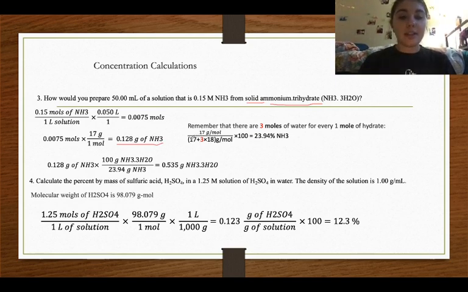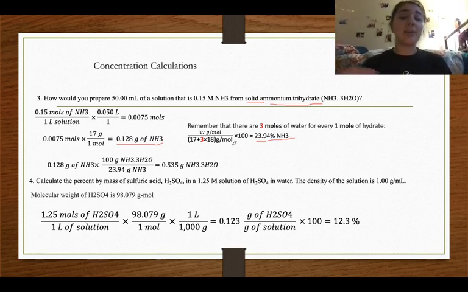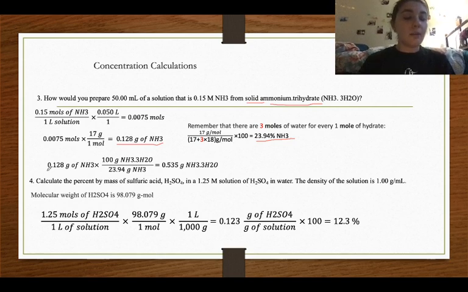And I note that that's 17 grams, because that's the ammonia, plus 3, because there are 3 moles of water, times 18, the molar mass of water. And I multiply that by 100 to tell me the percent of ammonia to ammonia trihydrate. That percentage tells me how they relate to each other. So, again, because they're in a 1-to-1 mole ratio, that's how this works.